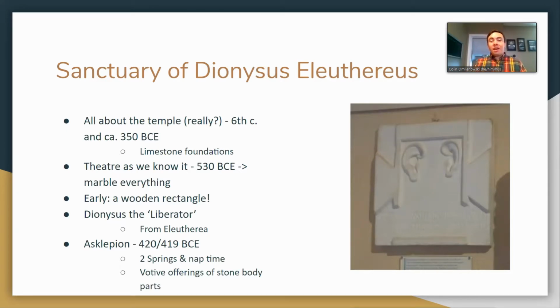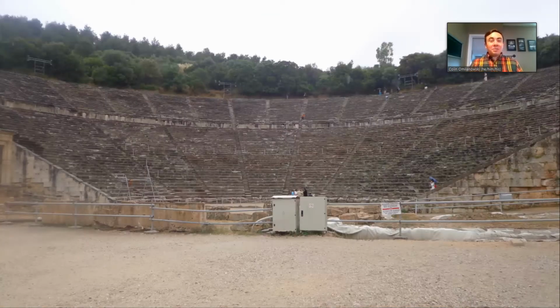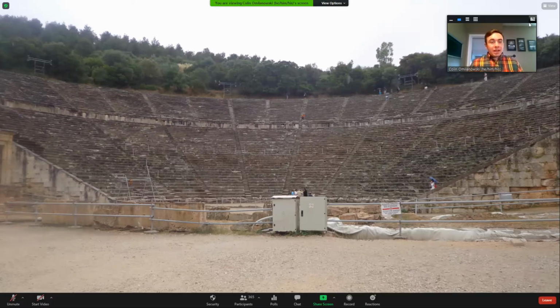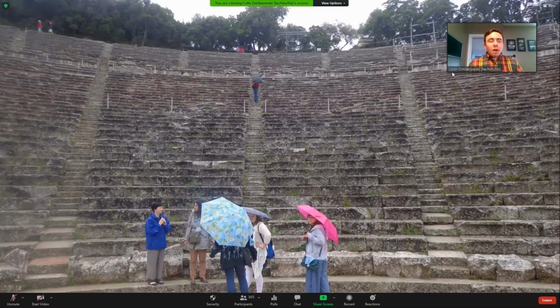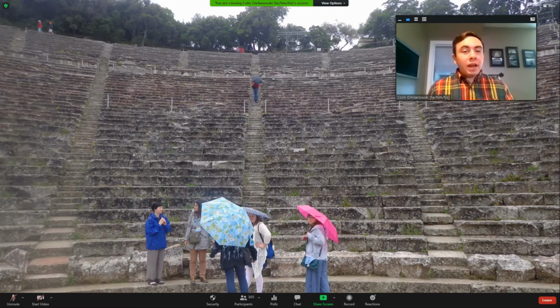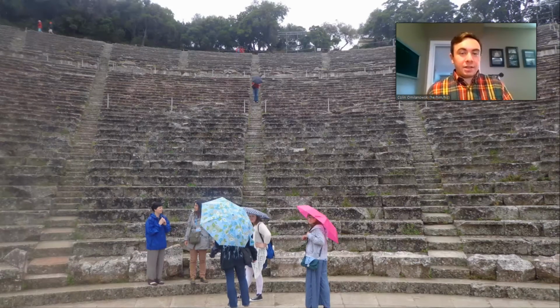Okay, the Theater of Epidaurus. This is one of the coolest places in all of the ancient world. To give you a sense of scale, depending on how wealthy you were, it would have taken about 1.5 to 3 days to get from Athens to here. If you're going from Rome to Epidaurus, you would have taken about 7 to 18 days. It was not a quick trip at all.